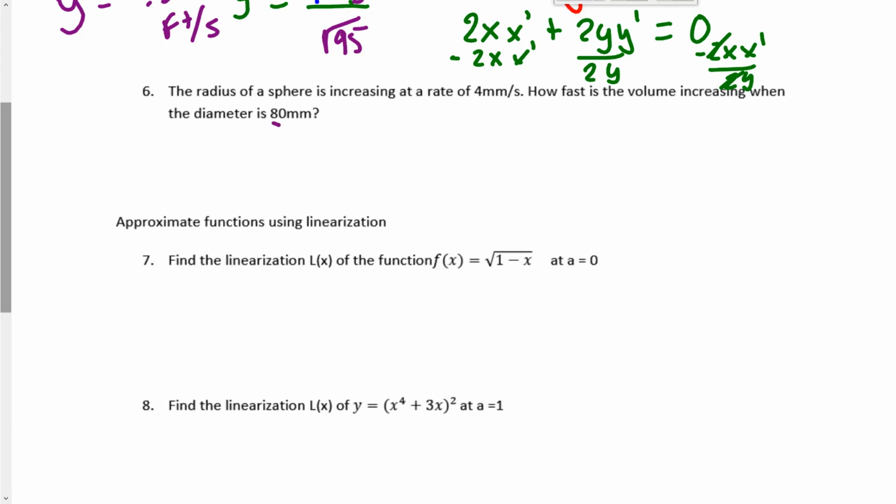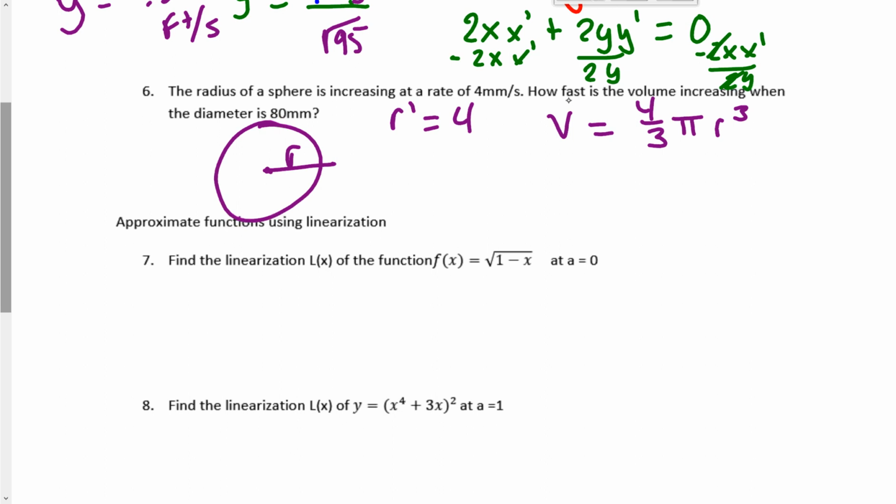So we have a sphere, and its radius is increasing. So here's my radius, and it's increasing at a rate, so that means r prime is equal to 4 millimeters per second. And then we want to know how fast the volume is increasing, so I need the equation for volume of a sphere. Volume of a sphere is 4/3 pi r cubed. So I'm looking for v prime. I take the derivative, so I bring the 3 out in front, times 4/3, so the 3's cancel, so I get 4 pi r squared, and then because it's in terms of time, I need to times it by r prime.